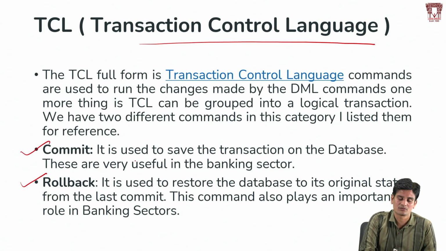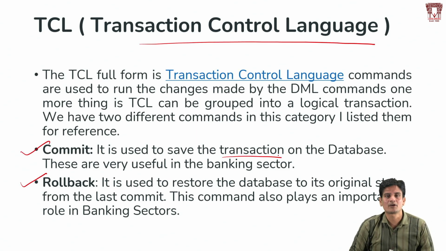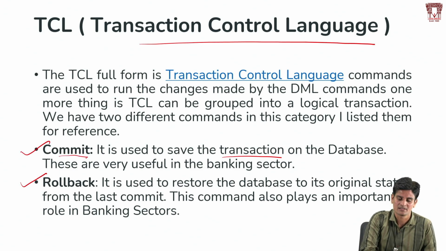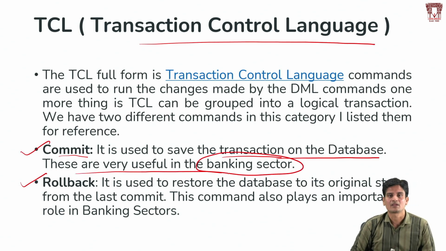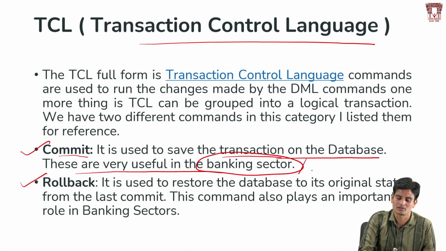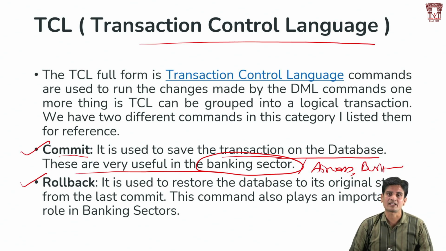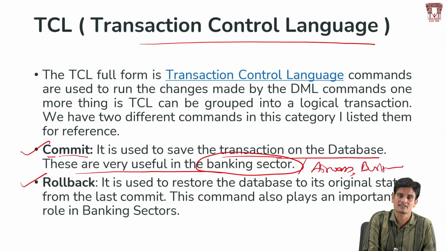And commit is used to save the transaction, whatever the employee record is. These employee details will be committed every fraction of a second, every minute. So commit is a command which is used to save the recent transaction onto the database. And this is very helpful in the banking sector, and not only the banking sector, we can also use it in airways reservation systems and bus ticket reservation systems. All these different types of transaction-oriented applications are helped by this command, which is called commit.